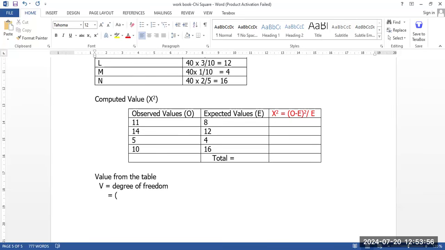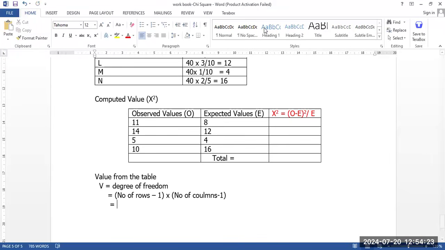Remember the formula: number of rows minus 1, then you multiply by number of columns minus 1. So the question is, how many rows do you have? How many columns do you have?